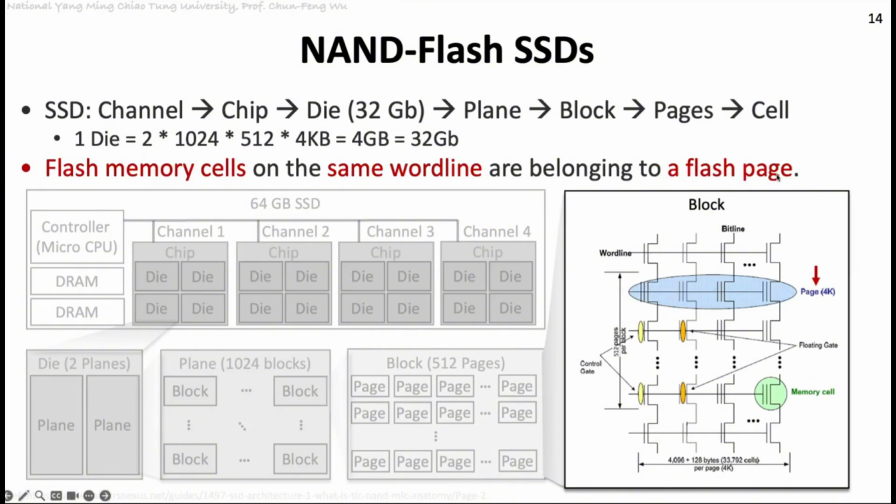For example, the OS page size is 4 kilobytes, and the NAND flash page size is usually 4 kilobytes. But it depends. Some SSDs can support 8 kilobytes or 16 kilobytes. So it depends.